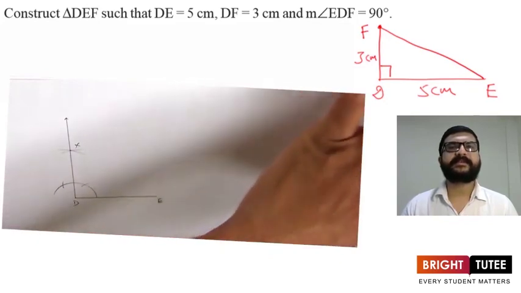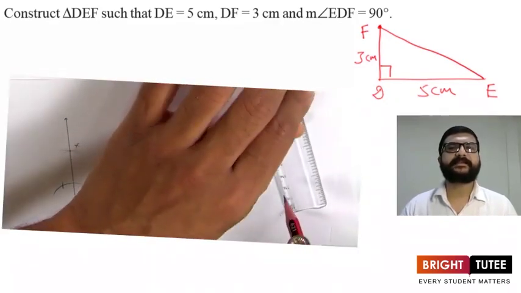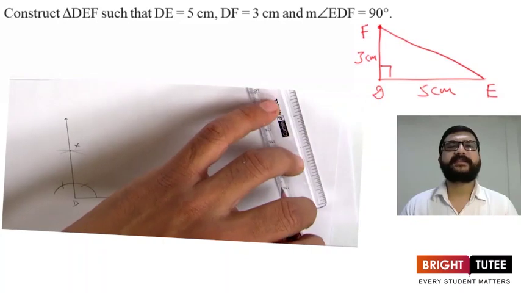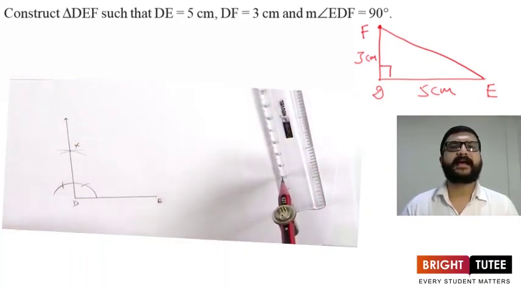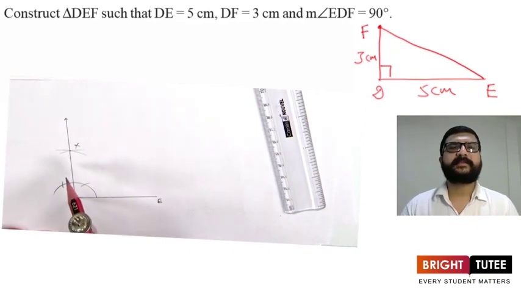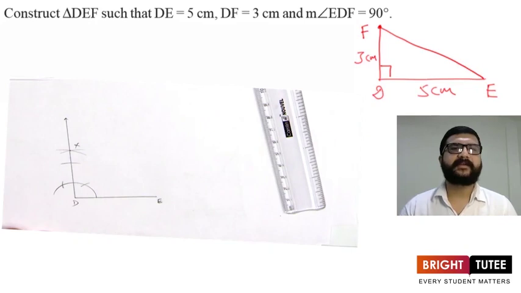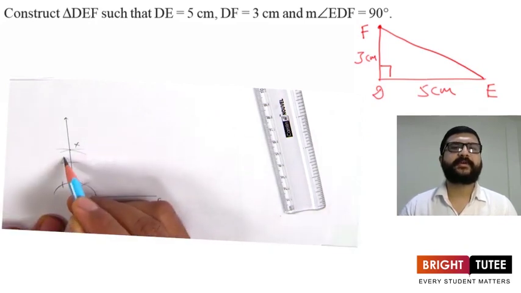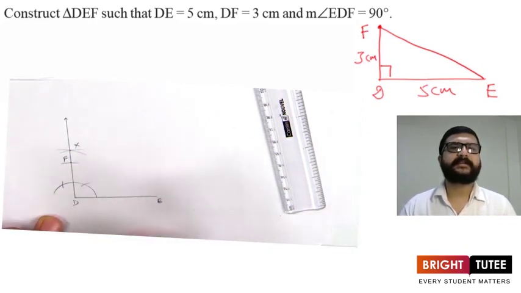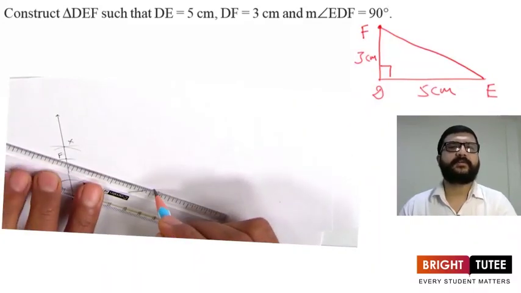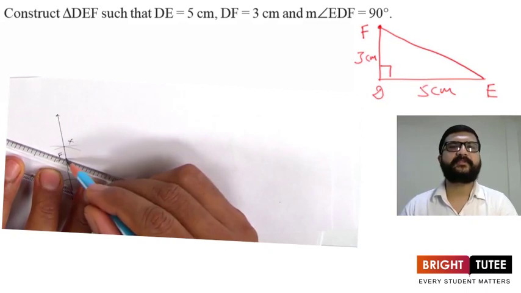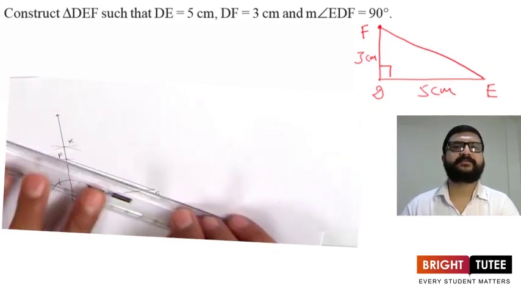Now the next step is, we need DF to be 3 centimeters. So what we will do, with D as a center and radius as 3 centimeters, we will make an arc of 3 centimeters intersecting the DX at point F. Let's say here is the point F. Now DF is 3 centimeters. This is the requirement of the question. Now the last step will be join FE. So here we just have to join this FE.